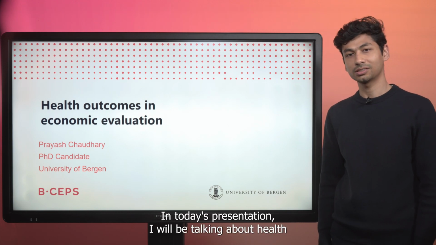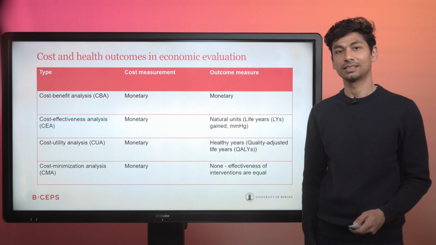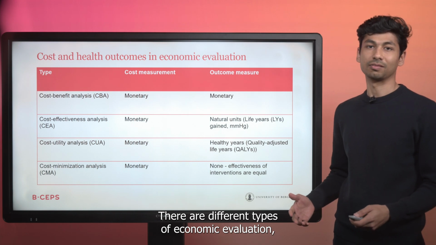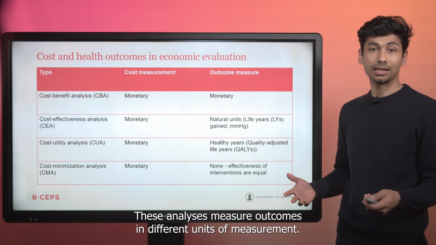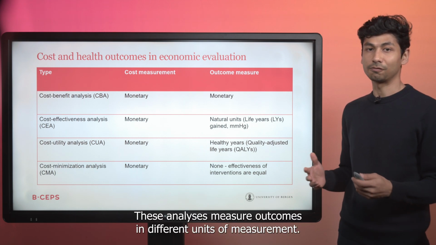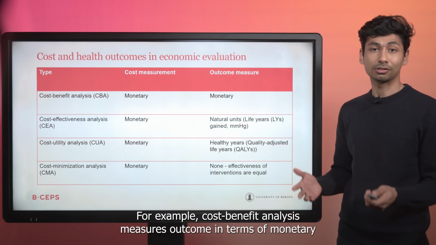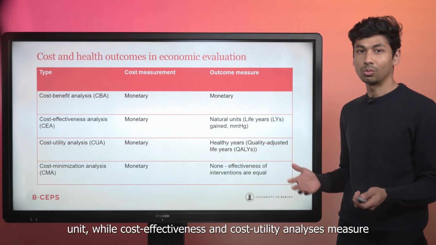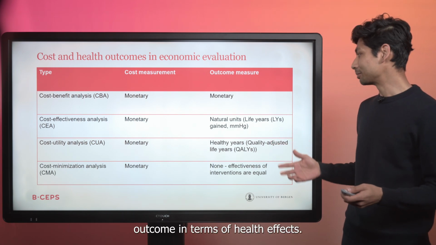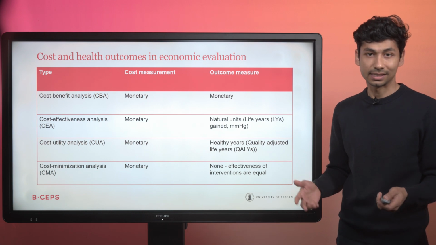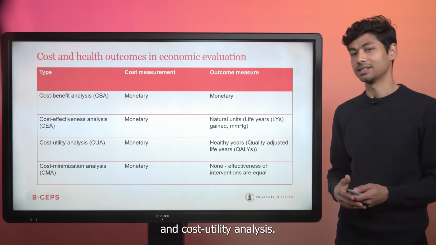In today's presentation, I will be talking about health outcomes in economic evaluation. There are different types of economic evaluation, such as cost-benefit analysis and cost-effectiveness analysis. These analyses measure outcomes in different units of measurement. For example, cost-benefit analysis measures outcome in terms of monetary unit, while cost-effectiveness and cost-utility analysis measures outcome in terms of health effects. And in this presentation, we will focus on cost-effectiveness and cost-utility analysis.